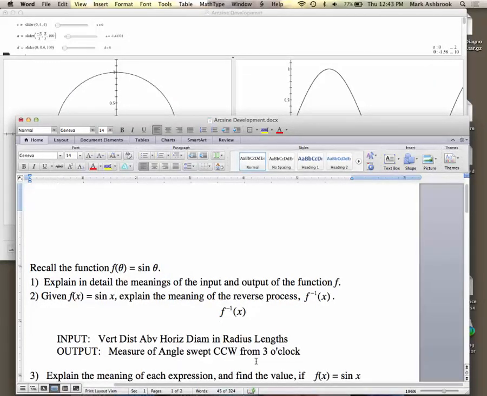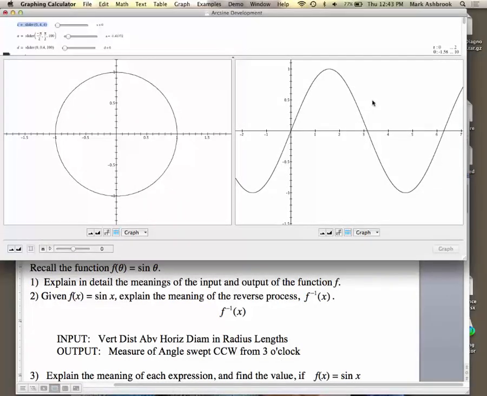So they switch, right? They switch. So now we'd have the vertical distance above the horizontal diameter in radius lengths, or in fraction of a radius. And the output would be the angle. So when we're working with sine inverse, this is crucial. You have to know what you put into it and what it gives you. You've got to know the meanings of those. So it's the reverse. They switch from what sine is.